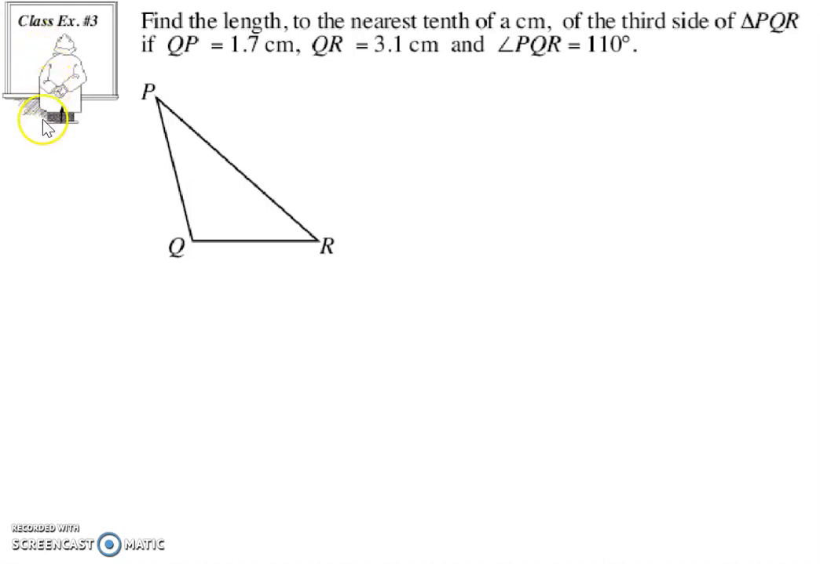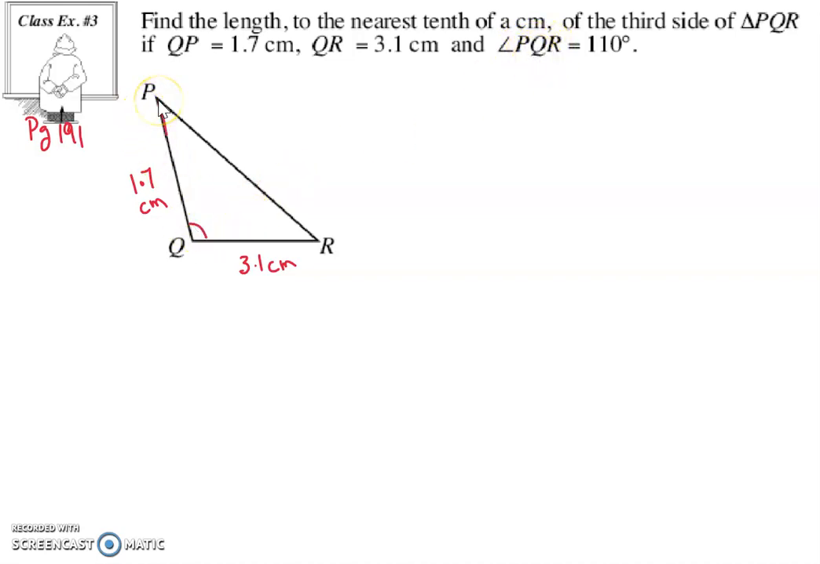On page 191, let's take a look at example number 3. In this one, they say find the length to the nearest tenth of a centimeter of the third side of triangle PQR if QP, so Q to P, is 1.7 centimeters, QR is 3.1 centimeters, and angle PQR, so that would be this angle here.